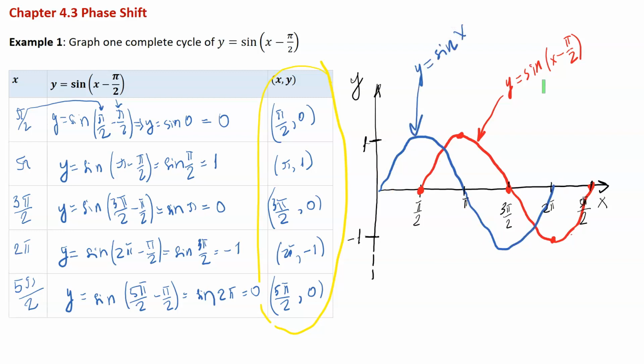As we can see, the graph of sine of x minus pi over 2 shifted by pi over 2 units to the right of the graph of sine x.